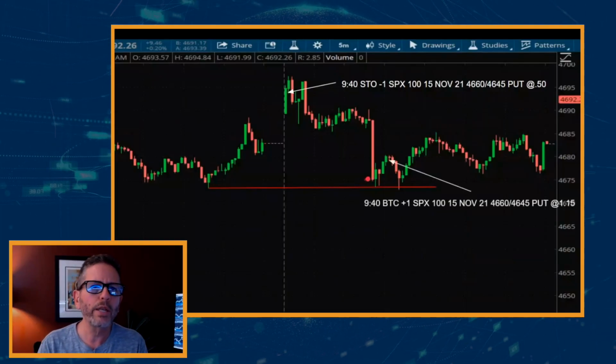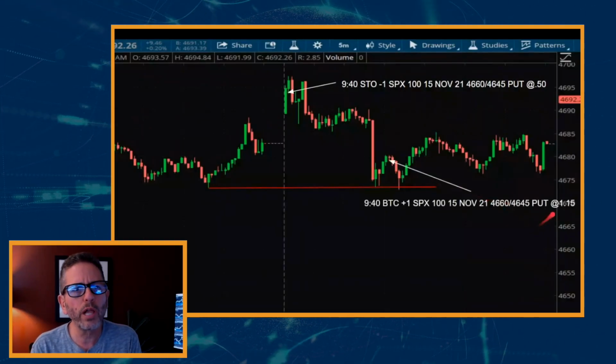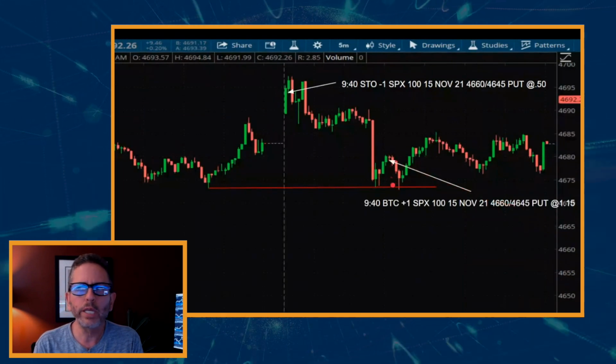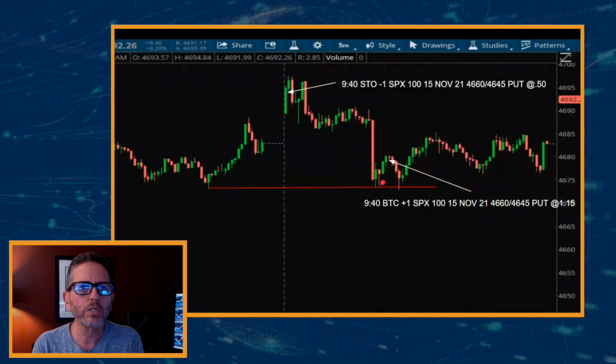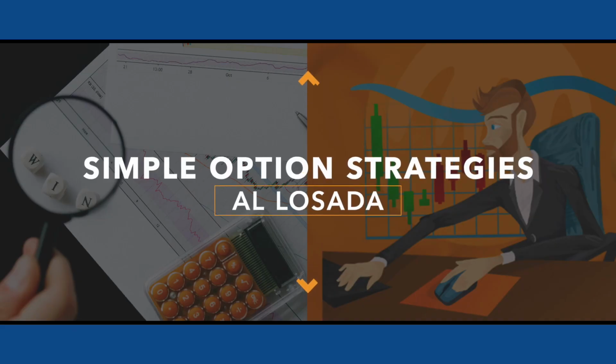So I put it on for 50 cents. I closed it for $1.15, giving me a 65-cent loss or $65 loss. Small losses are good, big losses are not good, and that's what you want to do as a trader, especially with 0DTE. All right, hopefully this was of value to you.